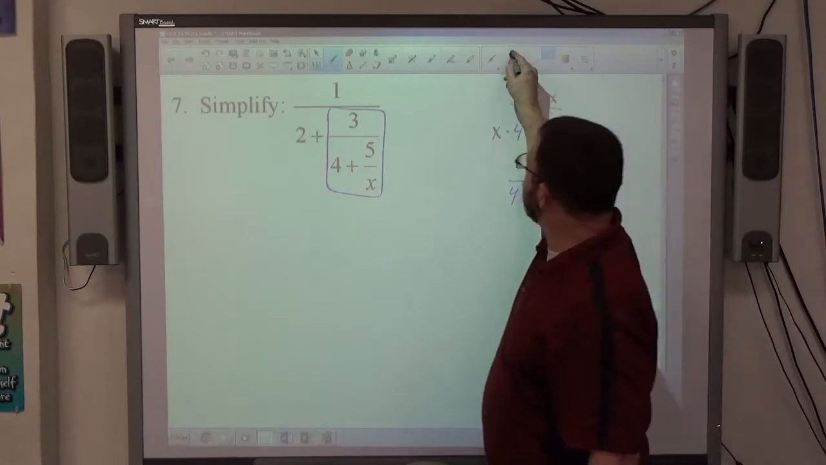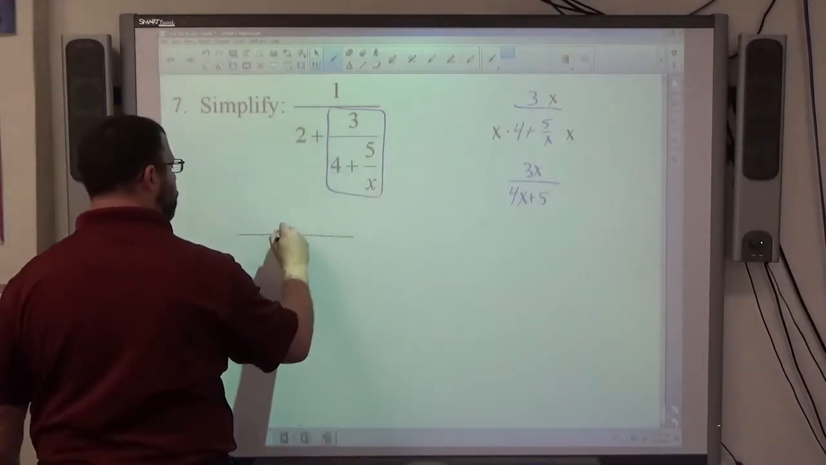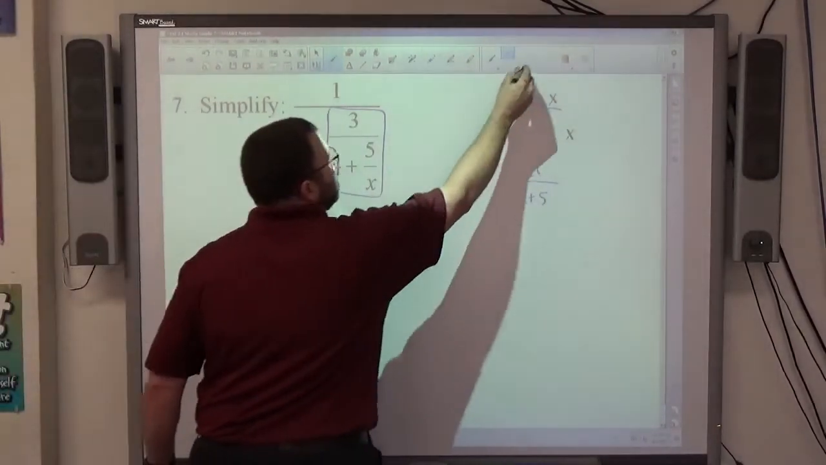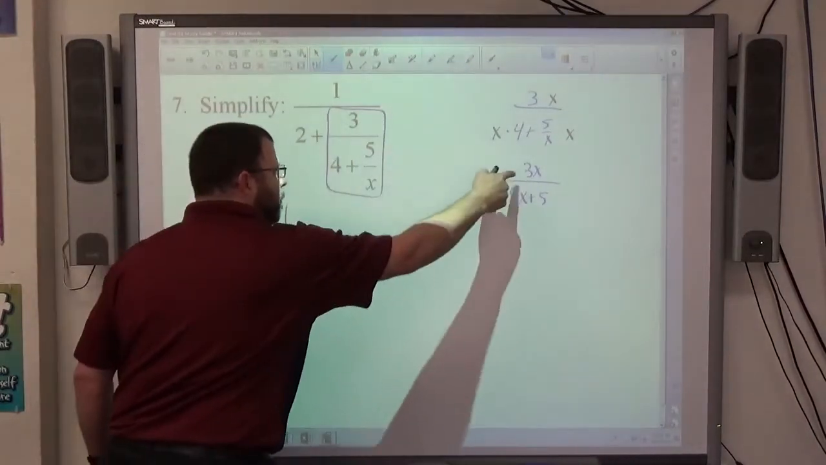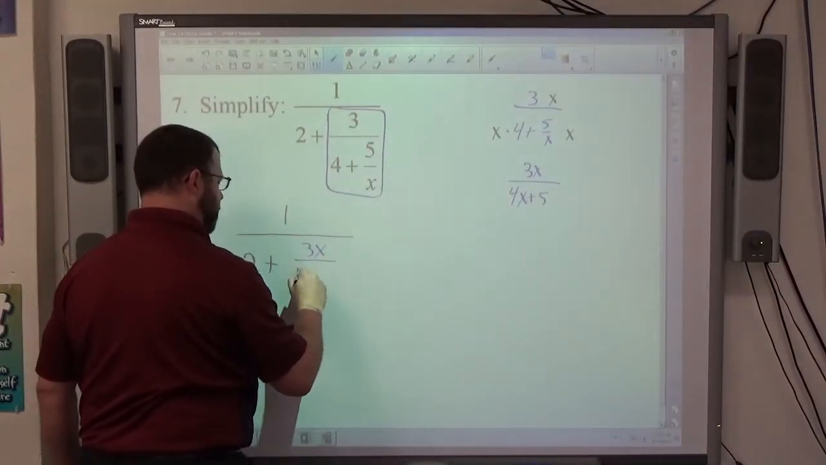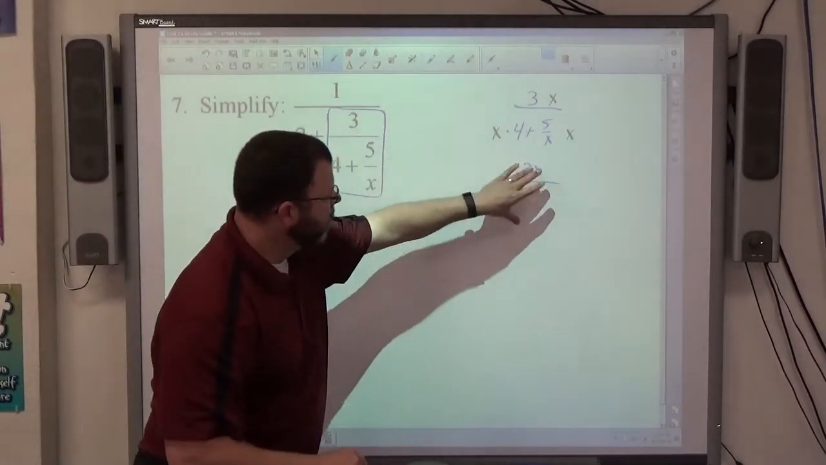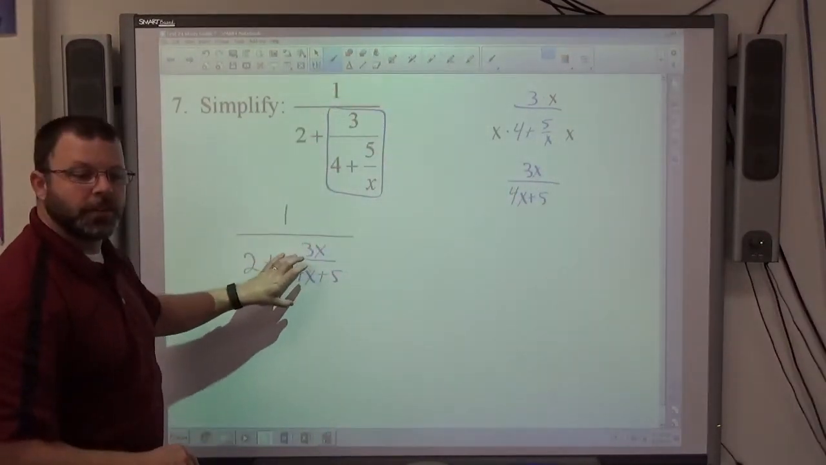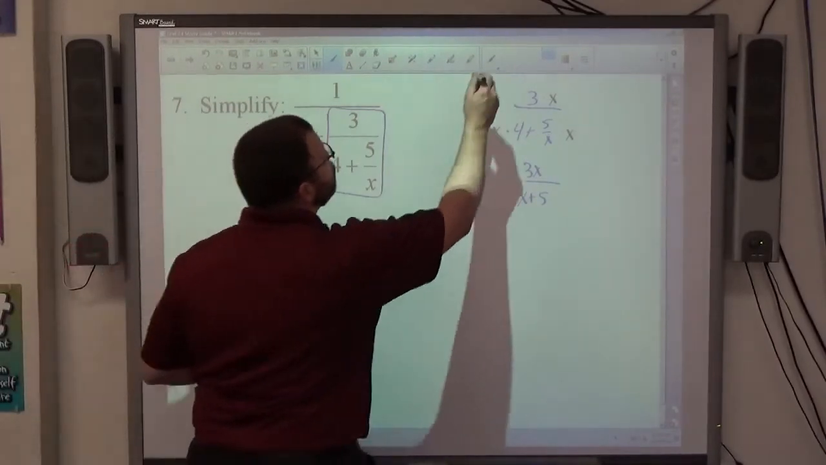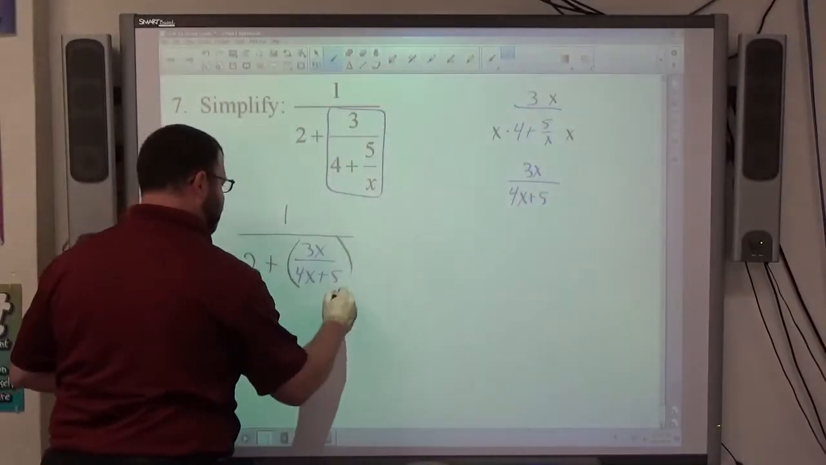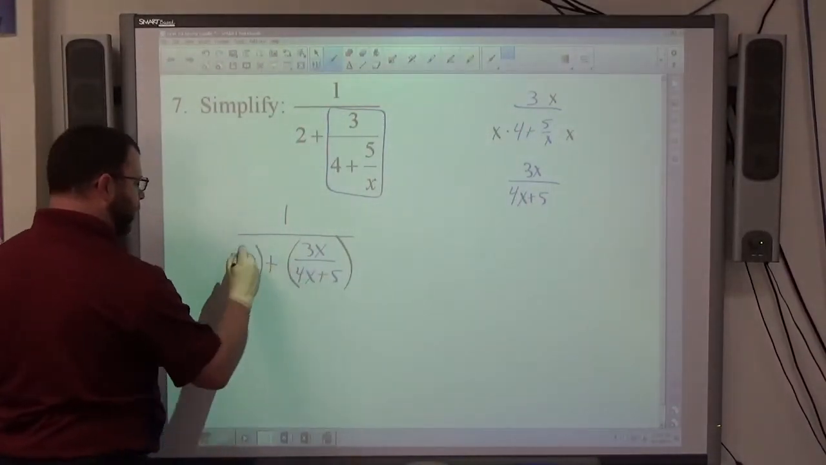The original problem then transformed from what it was into 1 over 2 plus, instead of this box, I'm going to put in 3x over 4x plus 5. So job 1, fix. Reinsert the fixed expression. Job 2 is to fix again. Now 4x plus 5 is the denominator.